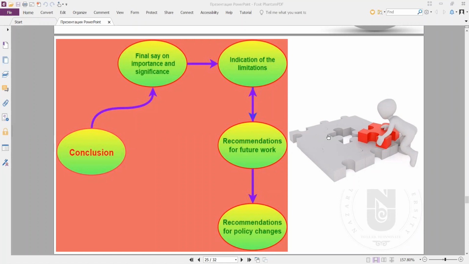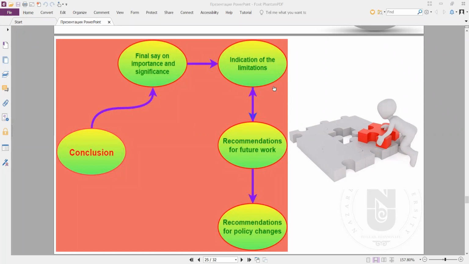So don't just repeat the abstract here, okay? The abstract and conclusion serve different purposes. Although some of the same messages may be mentioned here, you don't have to list the experimental results. This is the conclusion, right? And trivial restatements of your results are unacceptable in this section. So you need to have the final say on the importance and significance of your research.